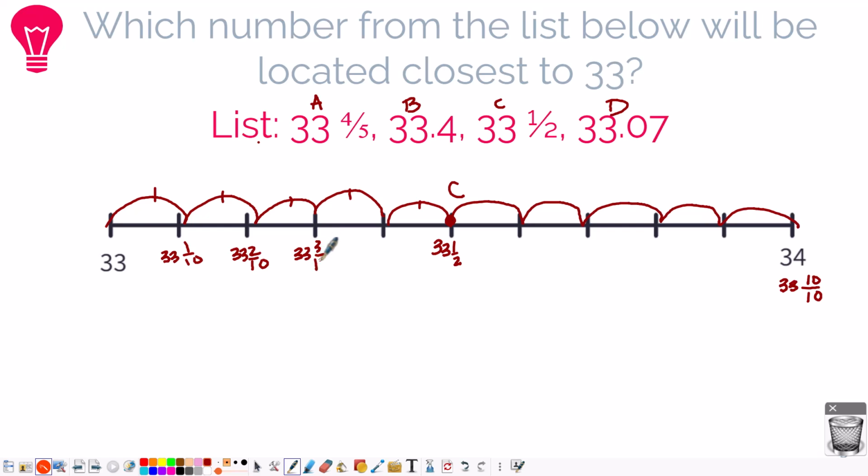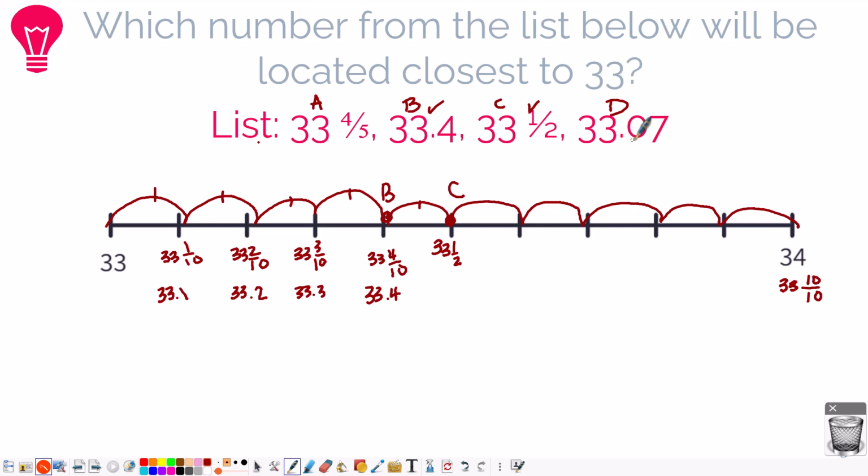Let's continue labeling our number line. This is 33 and 3/10, 33 and 4/10. Now 33 and 4/10 can also be written as a decimal, right? 33 and 4/10 would be 33.4. So that would be B right here. So could we also label this as a decimal? Absolutely. 1/10 would be 33.1. 33 and 2/10 would be 33.2. This is 33.3. Okay, so we've taken care of this one and this one.